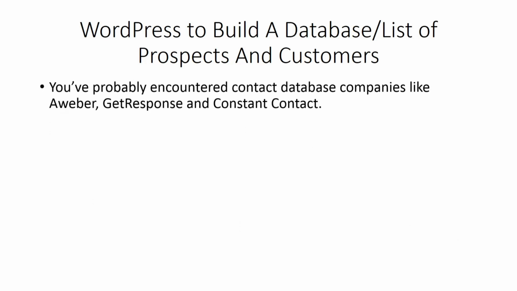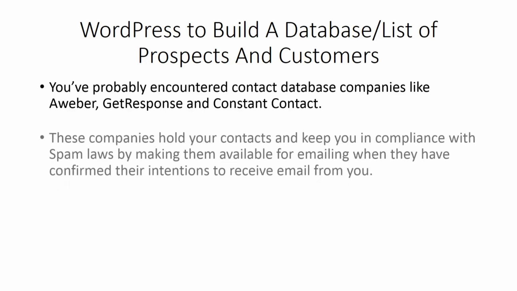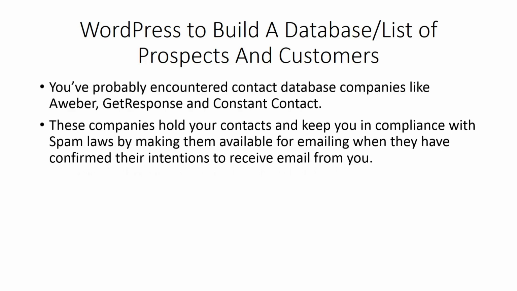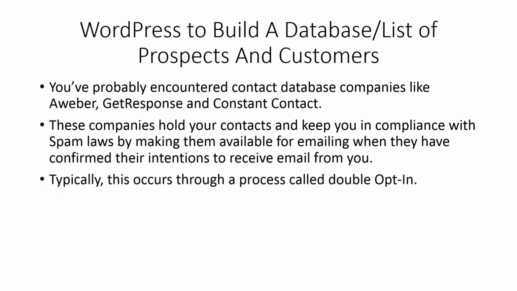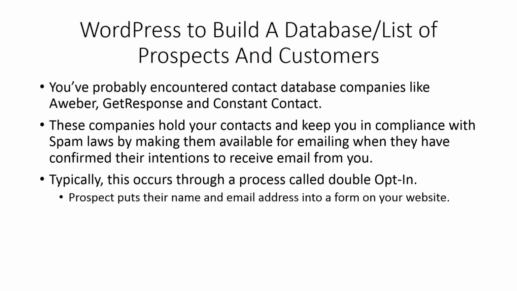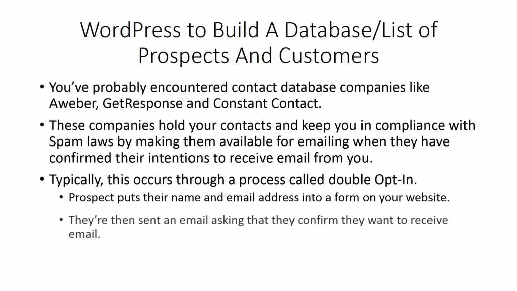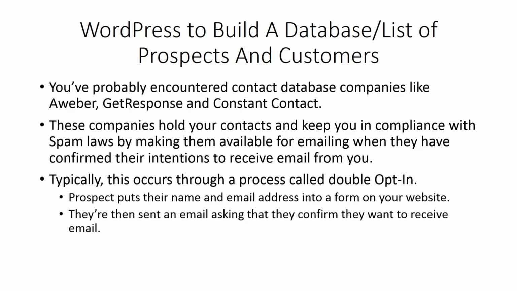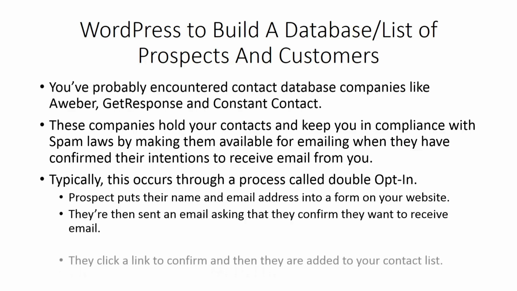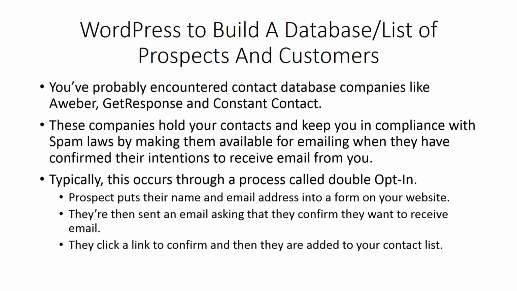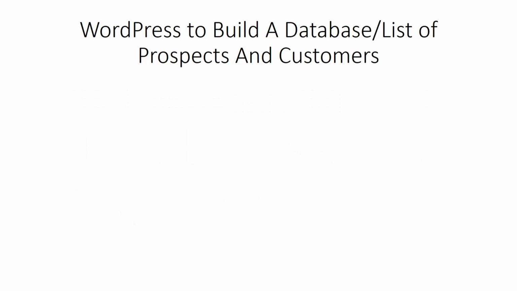Now, you've probably encountered some contact database companies like Aweber, GetResponse, or Constant Contact. Now, these companies hold your contacts and keep you in compliance with spam laws by making them available for emailing when they have confirmed their intentions to receive emails from you. Typically, this occurs through a process called double opt-in. The prospect puts their name and email address into a form on your website. They're then sent an email asking that they confirm that they want to receive email. They click a link to confirm, and then they're added to your contact list.